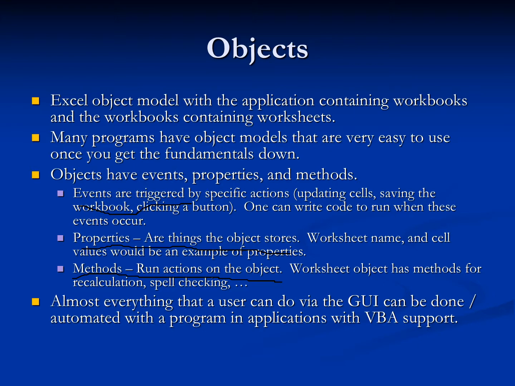So, for instance, the worksheet name and the cell values would be examples of properties. And the worksheet object has methods for things like recalculating and spell checking, and the workbook would have methods for saving, etc. Almost everything that a user can do in the GUI can be done through Visual Basic in Excel.